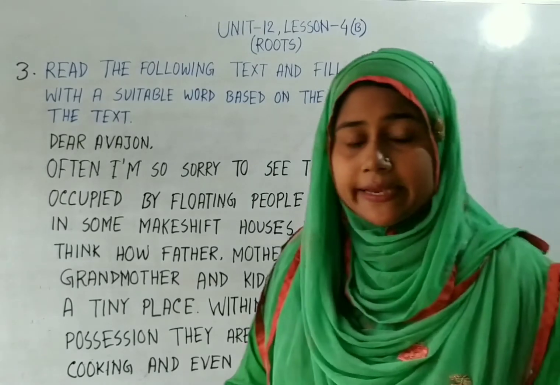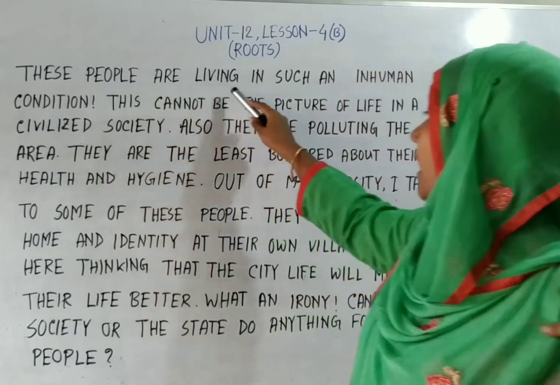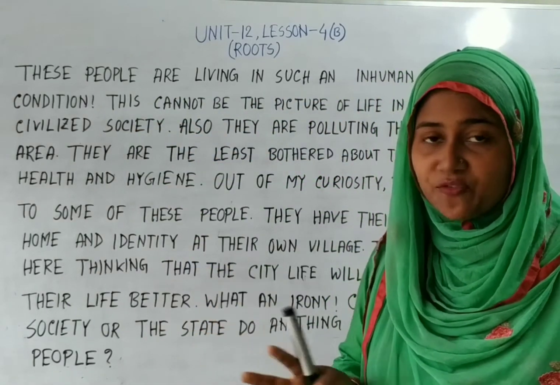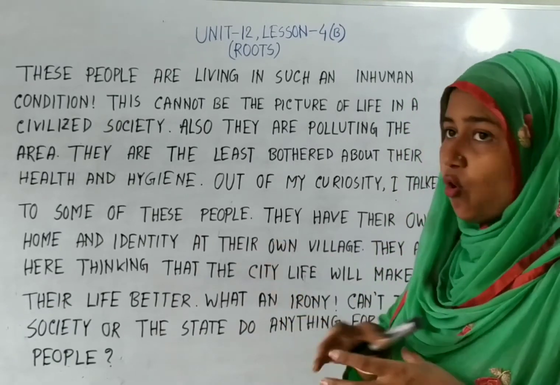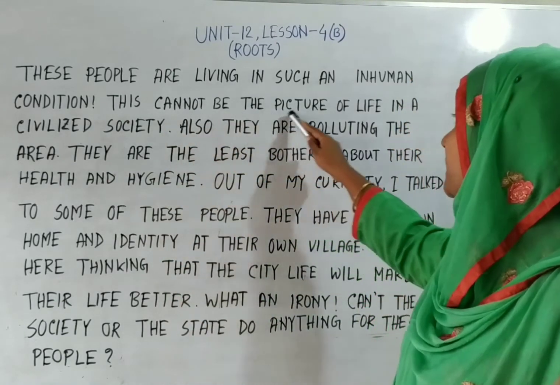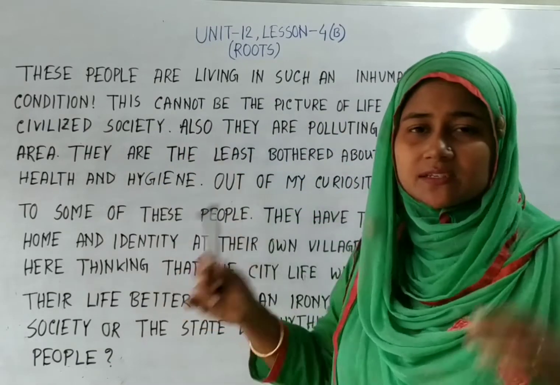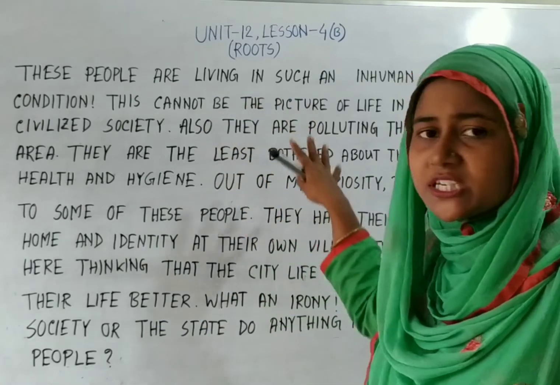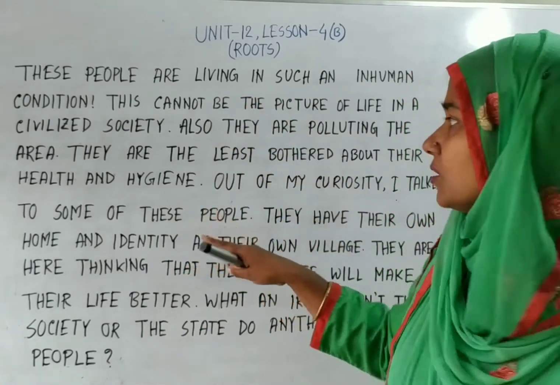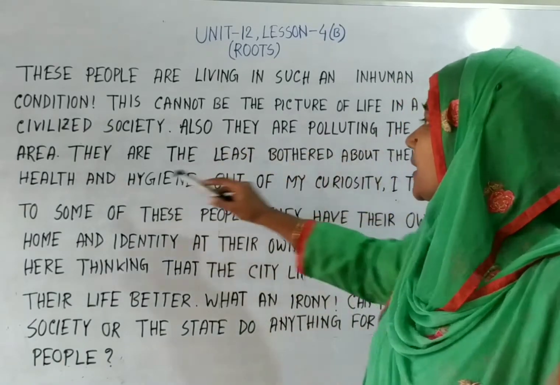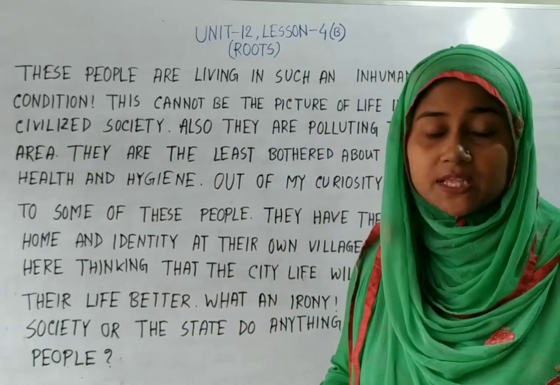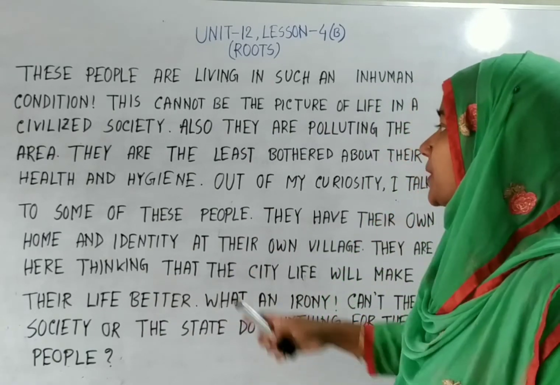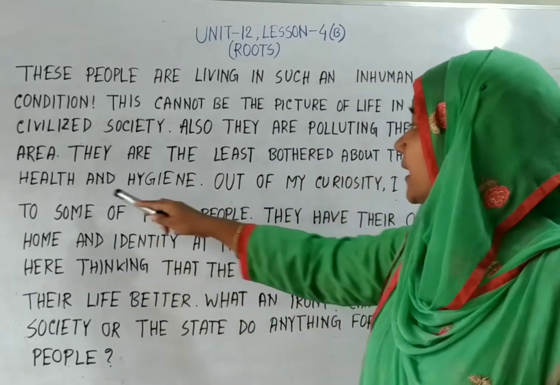Okay, then the next lines. These people are living in such an inhuman condition. They are living in this type of inhuman condition with all the members, and this cannot be the picture of life in a civilized society. Just think, in a civilized society, can we think of this type of life condition? No, not at all. Also, they are polluting the area. Of course, whenever all the people live in a small area, they must pollute that area.